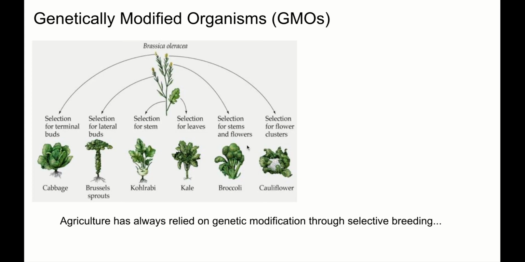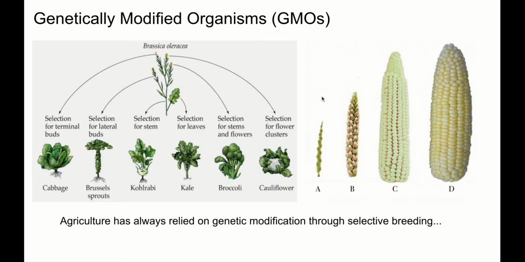By breeding for different components, we can end up with all of the different vegetables in our Brassica family. So selective breeding is incredibly powerful, and it can transform plants in unbelievable ways. This shows the evolution through selective breeding of corn. So this is how we created modern domesticated corn.